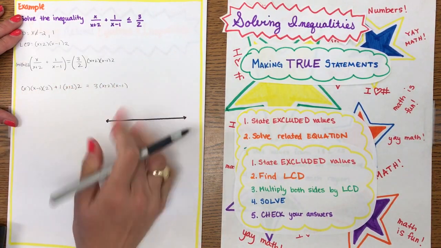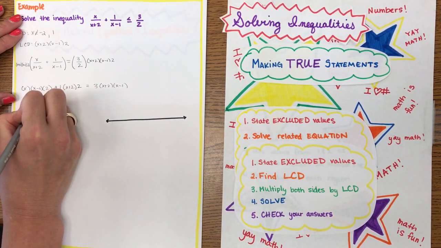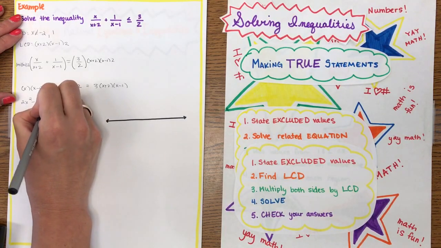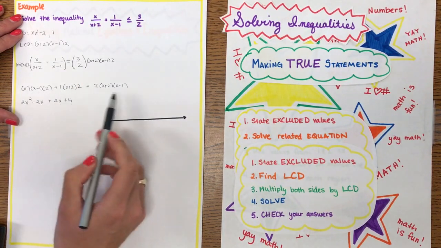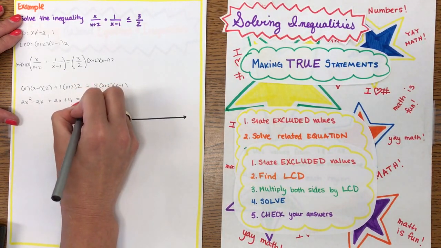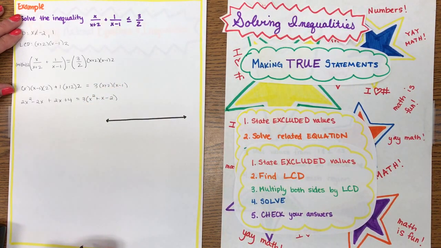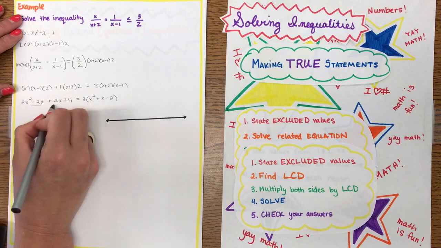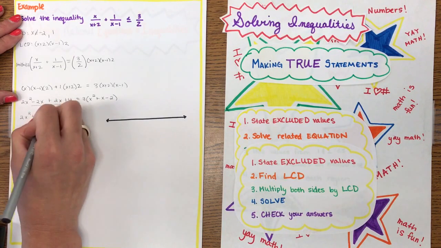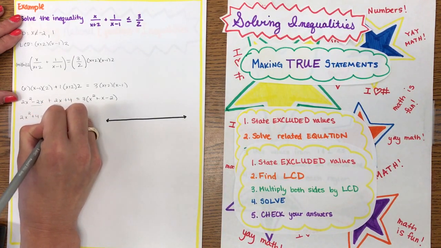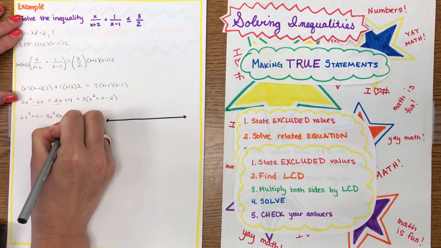I am going to multiply this out. This will give me 2x squared minus 2x plus 2x plus 4, and over here is equal to 3 times x squared plus x minus 2. Combining things, 2x squared plus 4 is equal to 3x squared plus x minus 2. Nope, plus 3x minus 6.